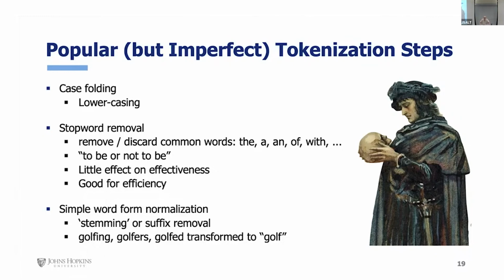Stemming is a common one. Stemming is simply suffix removal. You build a system that chops off the ends of words. So you might have golfing, golfers, golfed. All of them, you chop off the end and transform them all to golf. And that way, if you have some query about golf and there's a document about a golfer, you find it.